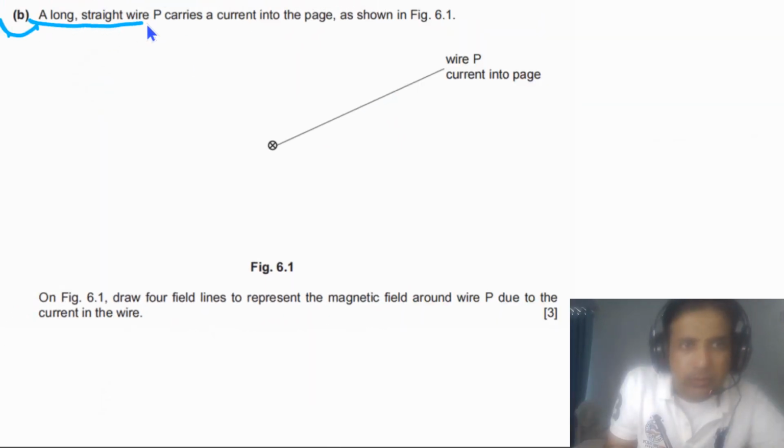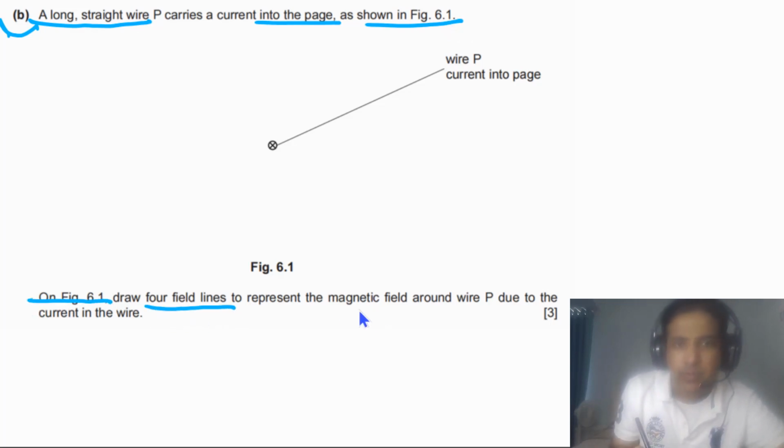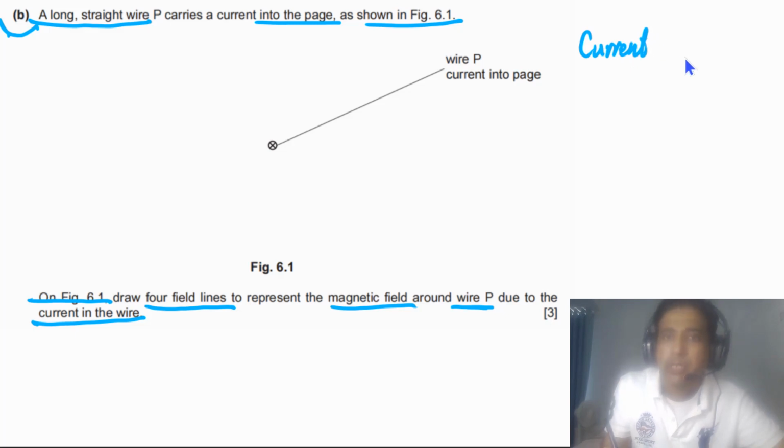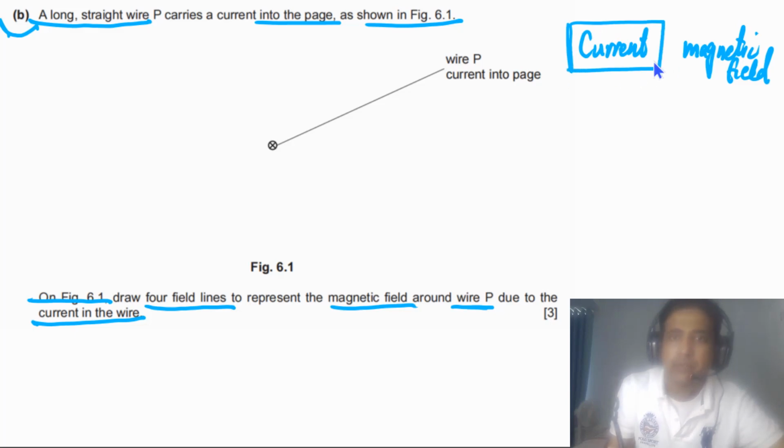Part B says a long straight wire P carries a current into the page as shown in figure 6.1. On figure 6.1, draw 4 field lines to represent the magnetic field around wire P due to current in the wire. So first thing we need to understand, this current is into the page. We have current and we need to find out the direction of the magnetic field. So we have one quantity and we need to find out the direction of another quantity.